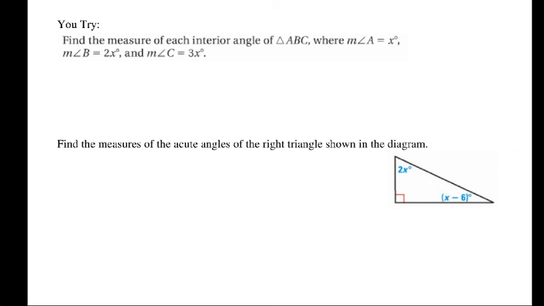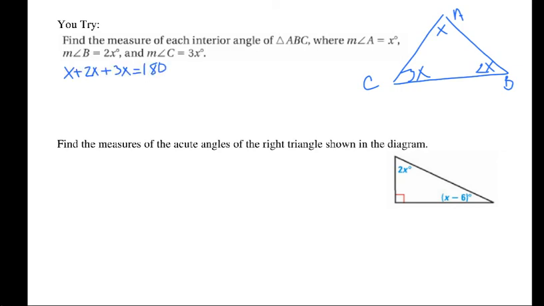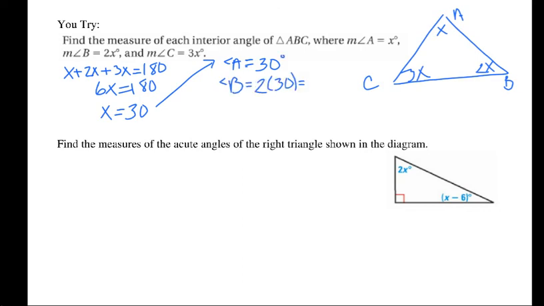Here's a picture I drew, so I'm going to take x plus 2x plus 3x equals 180. When I combine my like terms together with my x's, I get 6x equals 180. To solve for x, I'm dividing by 6 on both sides, so I end up with x equals 30. Because I know that x equals 30, I know that my angle A, since that's just the x itself, is 30 degrees. Next, I know that my angle B is 2 times the x, so 2 times 30, I get 60 degrees. And lastly, I know that my angle C is 3 times the x, so 3 times 30, which gives me 90 degrees.